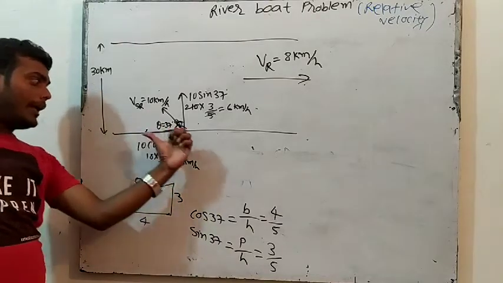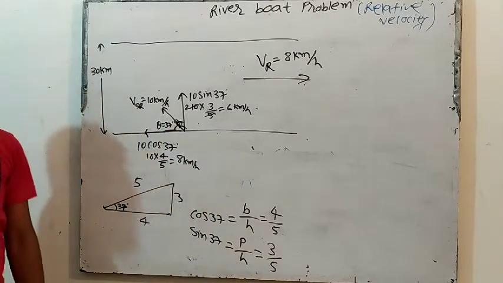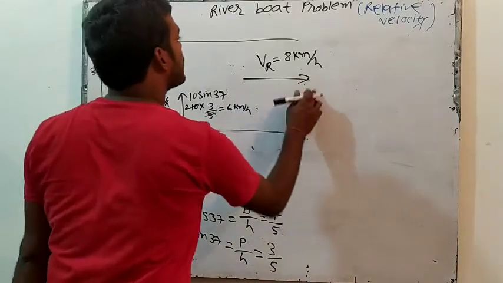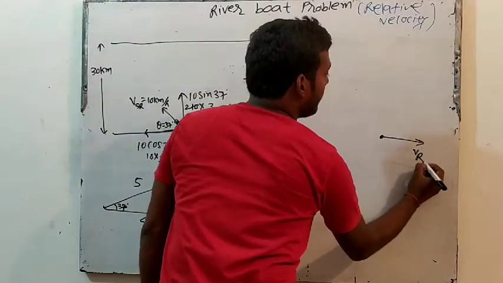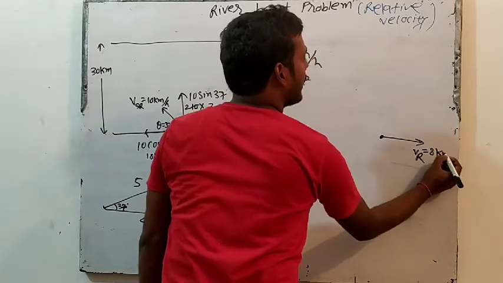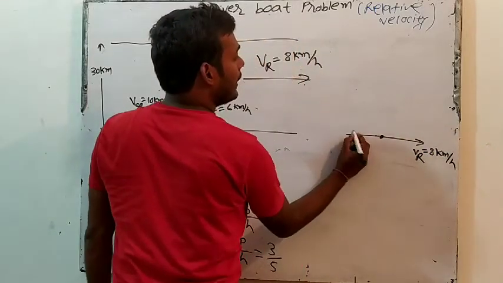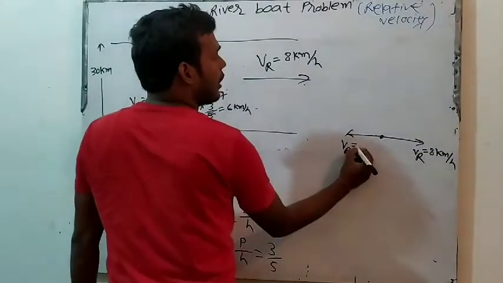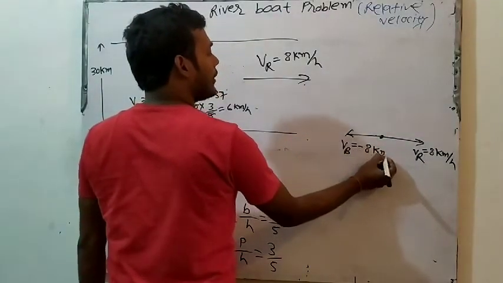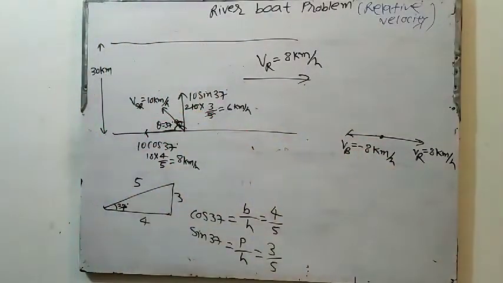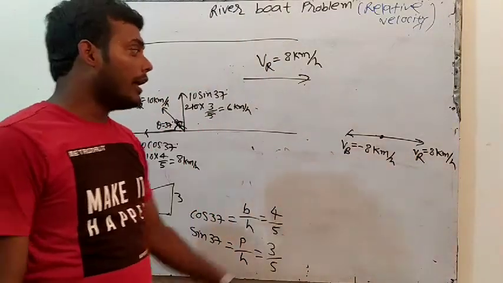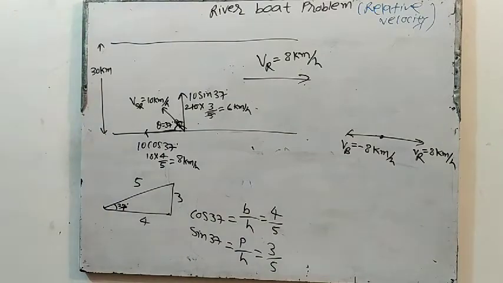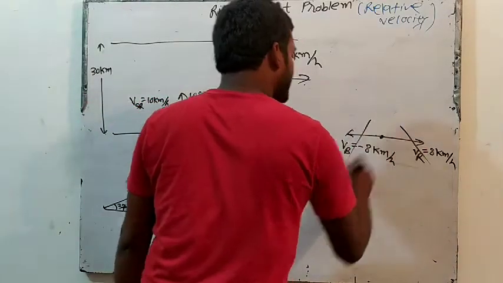Velocity of Bahubali in minus x direction is 8 km per hour, and velocity of the river is also 8 km per hour. Velocity of river in plus x is 8 km per hour, and velocity of Bahubali in minus x is minus 8 km per hour. Try to understand this: the plus 8 will cancel the minus 8.